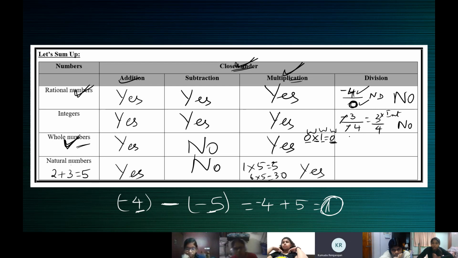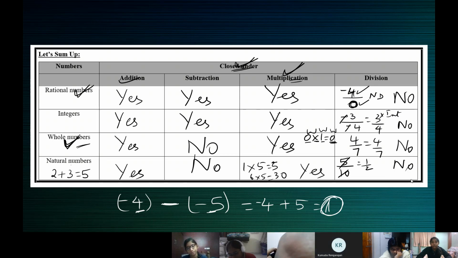Similarly, whole numbers. 4 is a whole number, 7 is a whole number. When you divide these two whole numbers, the answer is 4 by 7, which is not a whole number. So the quotient of two whole numbers is not a whole number. And same thing for natural numbers. When you divide two natural numbers, the answer need not always be a natural number. So this is how you should have completed the table.